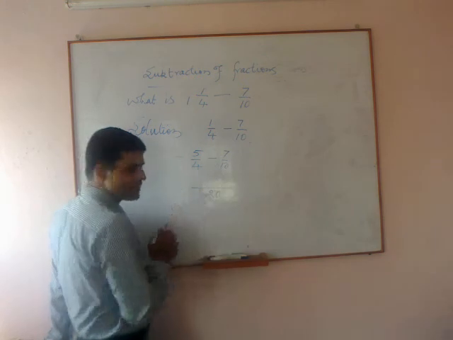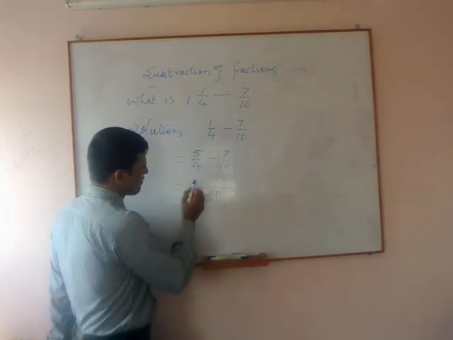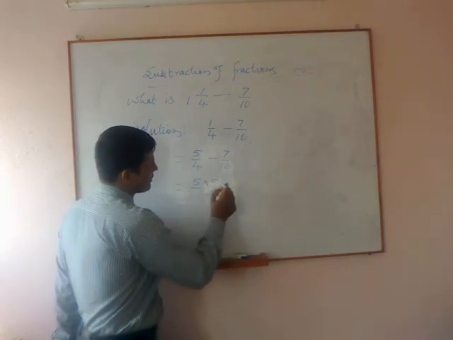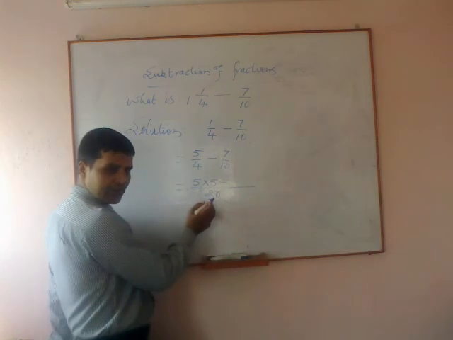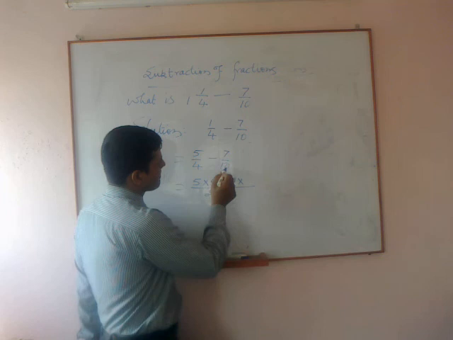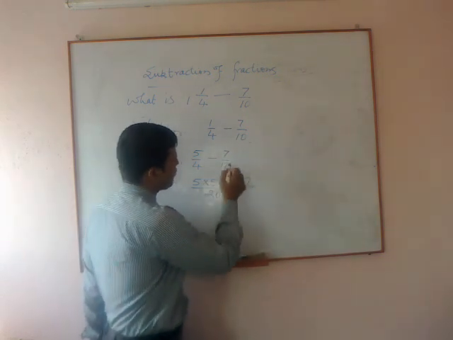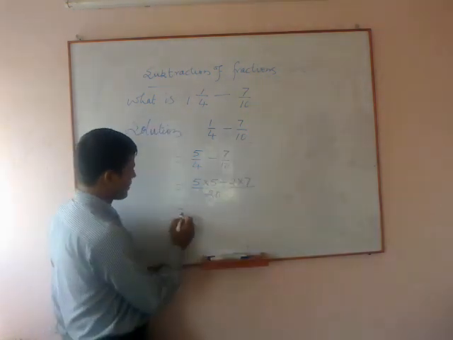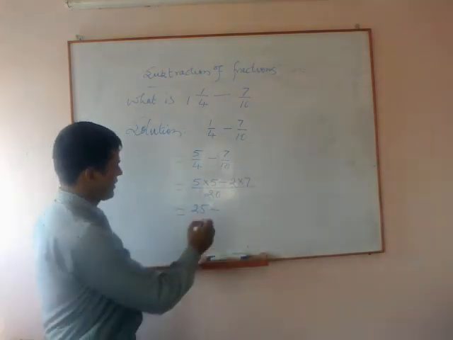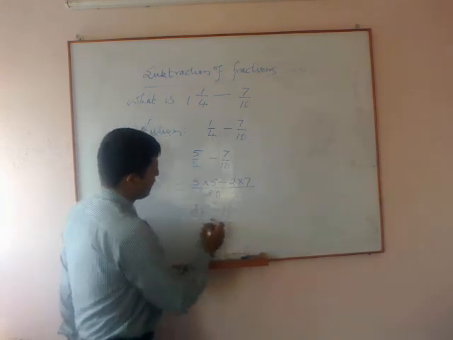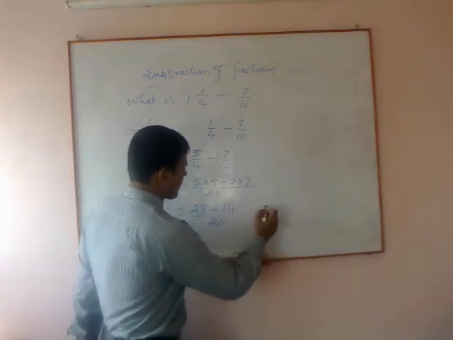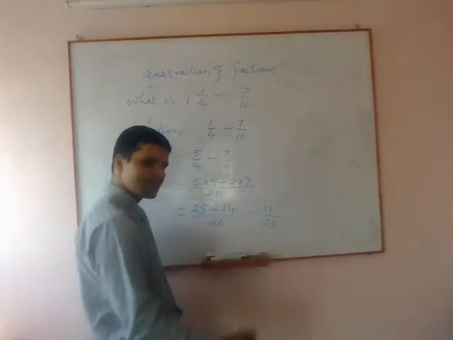4 divides 20, so 4 in 20 goes 5 times, multiplied by numerator 5, then minus, 10 in 20 goes 2 times, so 2 times multiplied by numerator, that is 7, equals 5 times 5, 25, minus 2 times 7, that is 14/20, equals 25 minus 14, that is 11/20. That's the answer.